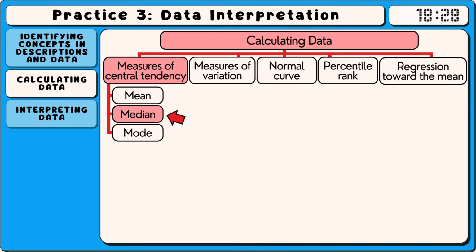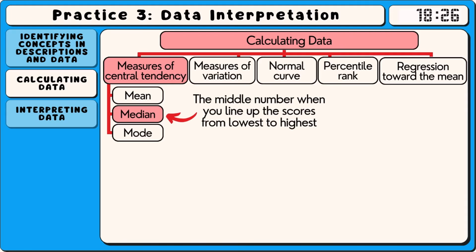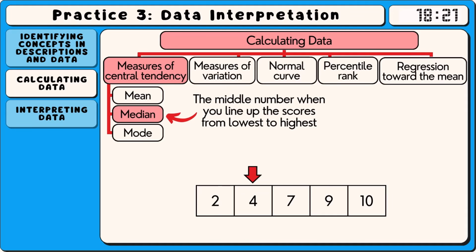Now let's look at median. This is the middle number when you line up the scores from lowest to highest. For example, if your numbers are 2, 4, 7, 9, and 10, the median is 7 because it sits in the center of the list. There are 2 numbers to the left of it and 2 numbers to the right.